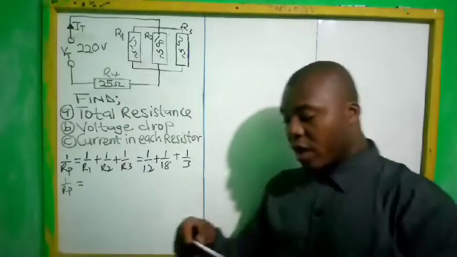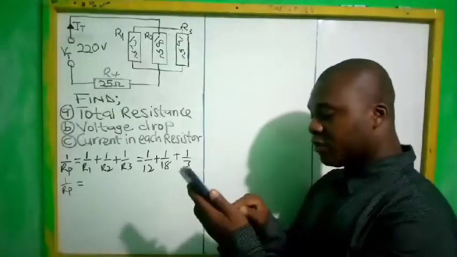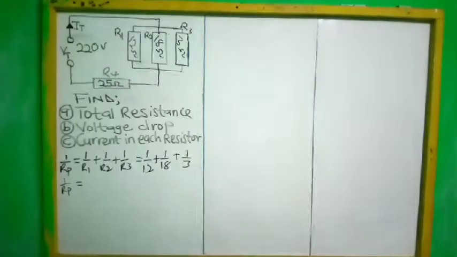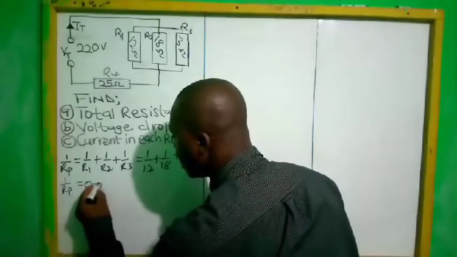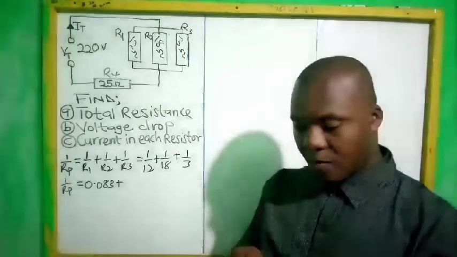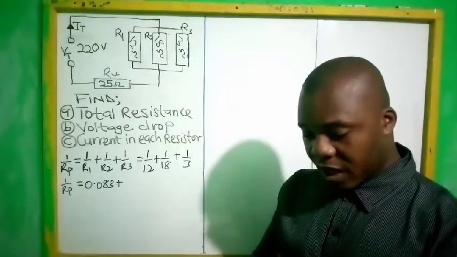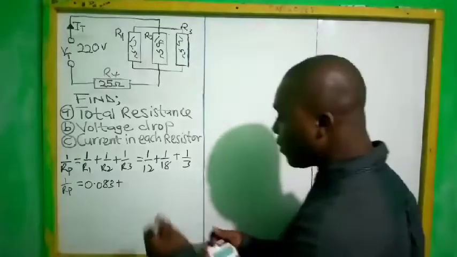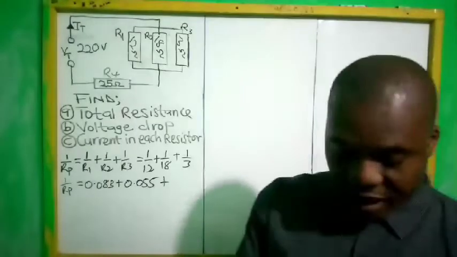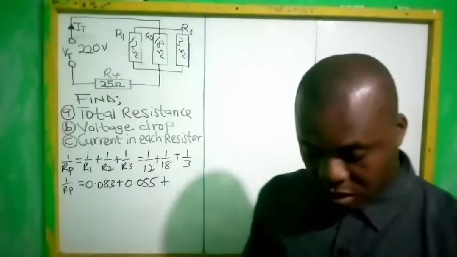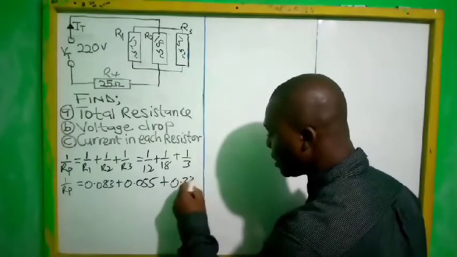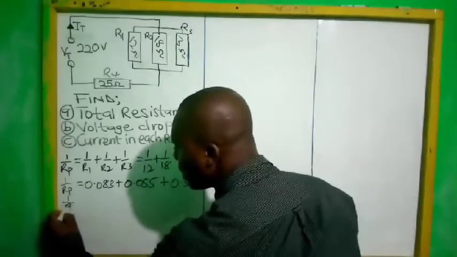1 divided by 12 gives 0.083, then 1 divided by 18 gives 0.055, and then 1 divided by 3 gives 0.333. So that is 1 over RP.